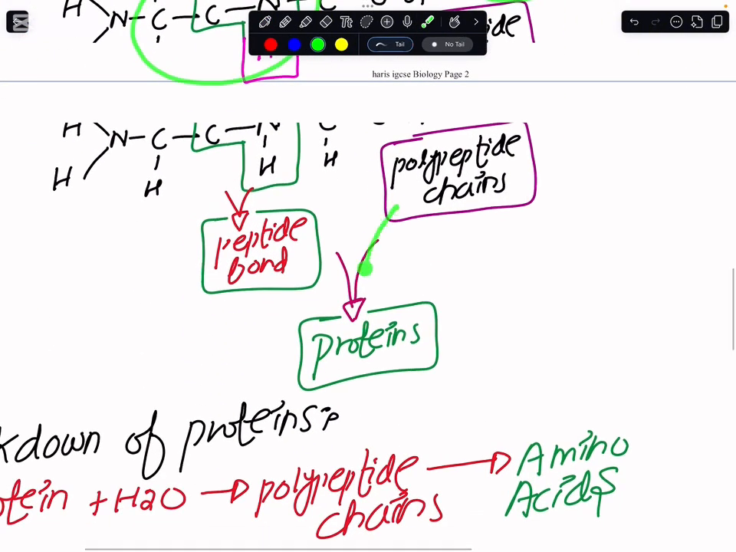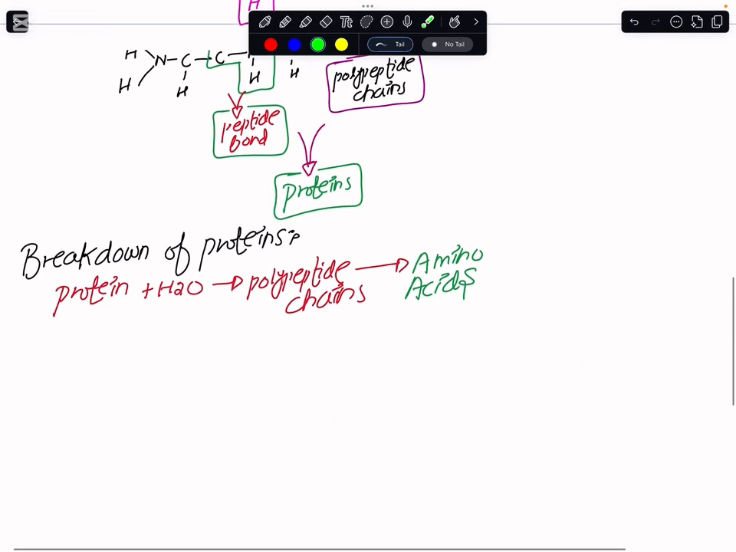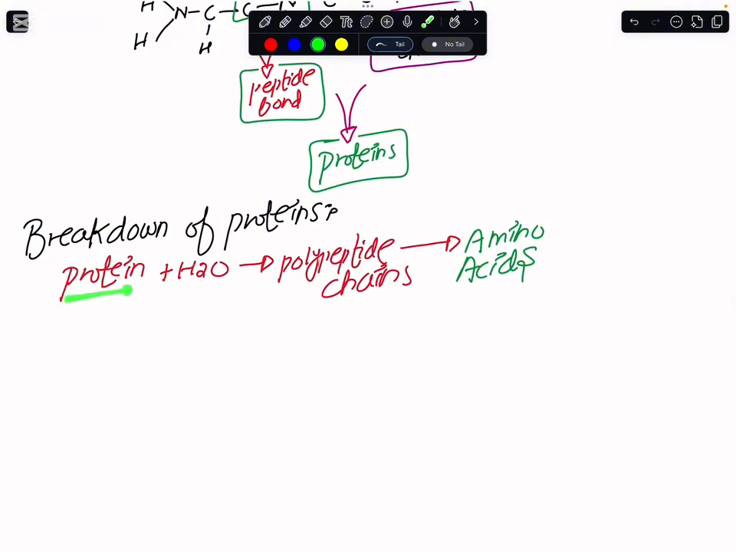And when these multiple polypeptide chains are linked with one another, we end up making proteins. Now, the opposite happens too. If I have the protein and have to revert it back into amino acids, I need to add water to the protein. When water is added to the protein, we get the polypeptide chains, and these polypeptide chains are then reverted back into the amino acids. So I hope your understanding of the protein is clear now.